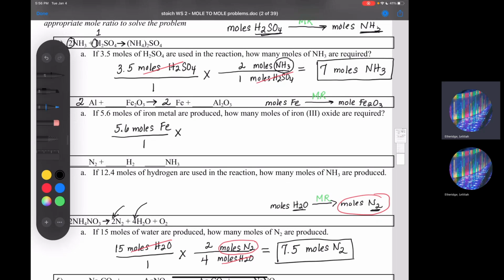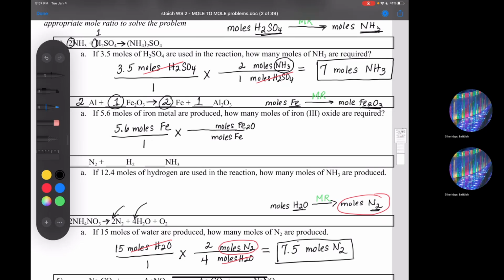And then you need to figure out what you're using for your conversion factor. Okay? So we know that we are comparing iron and iron 3 oxide. That means that I am comparing a coefficient of 2, remember, with that implied coefficient of 1. So I have moles in the numerator of iron. I need moles of iron in the denominator. And I need to get to moles of iron 3 oxide.